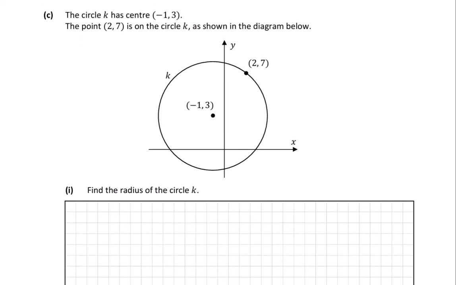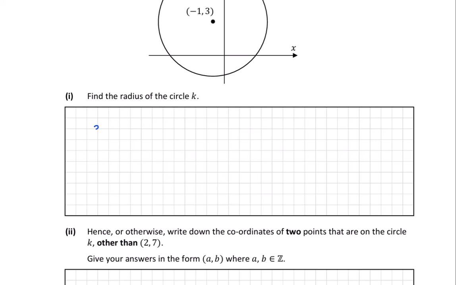Okay, next one then. The circle K has center minus 1, 3, which is here. The point 2, 7 is on the circle K, so that's the point here. Find the radius of the circle K. So all we've got to do is find the distance between the center and this point here. So we've got to use the distance formula.